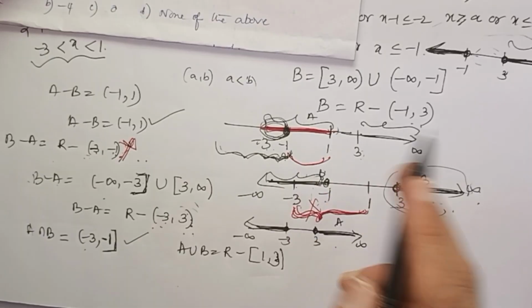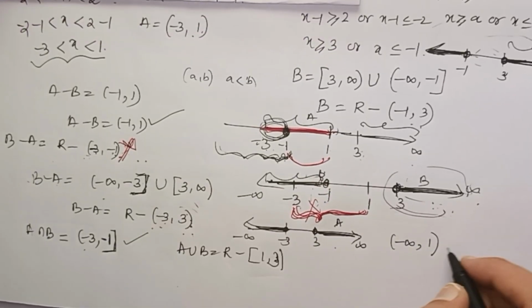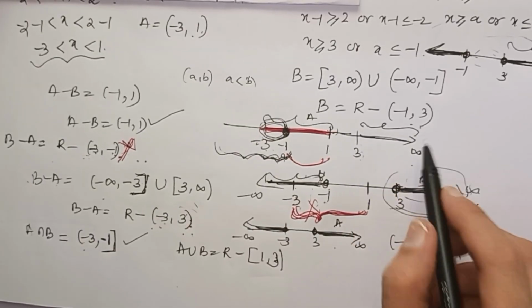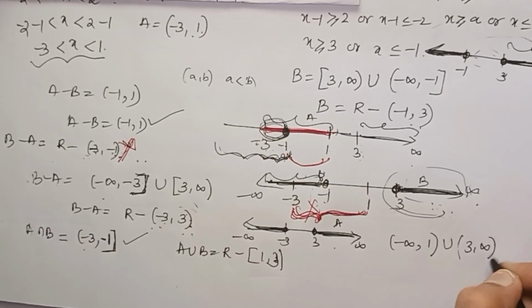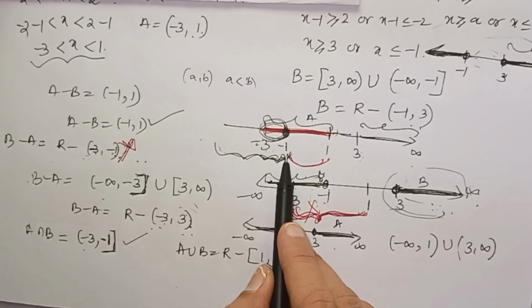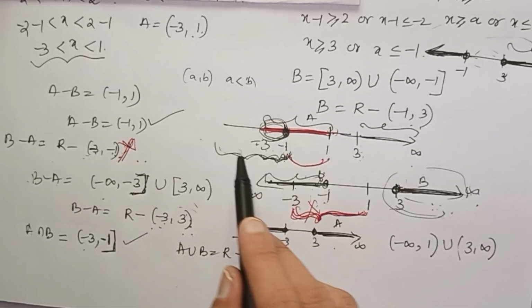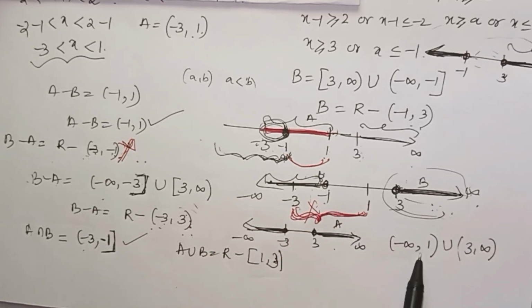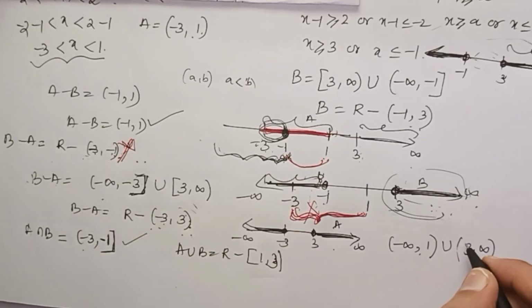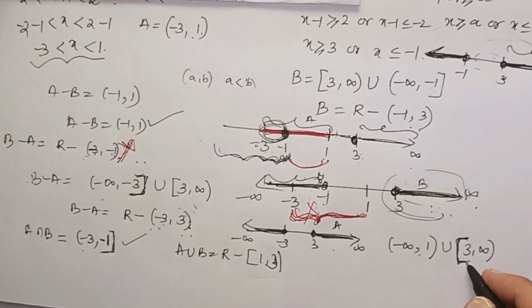A is this red colored one. So minus infinity to 1 open, union, then when you combine 3 to infinity. So minus infinity to minus 1 is A is B, but here this and this together, minus infinity to 1, 1 is open, and 3 to infinity, 3 is closed because it is included in B, therefore 3 is closed.